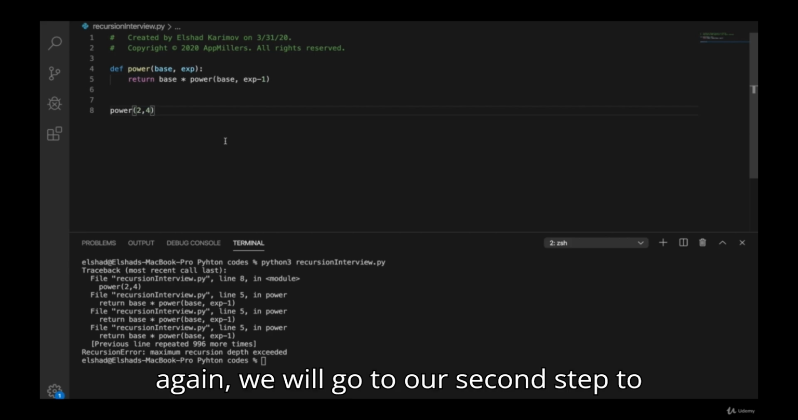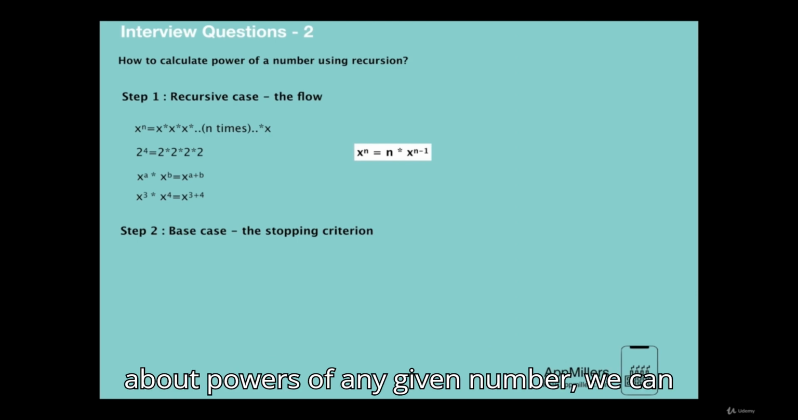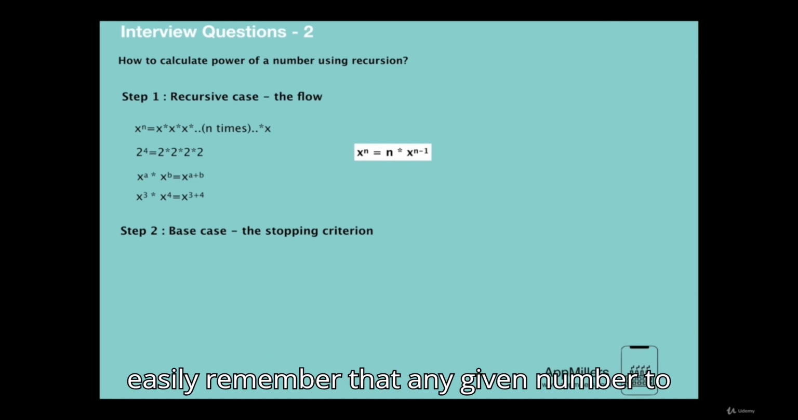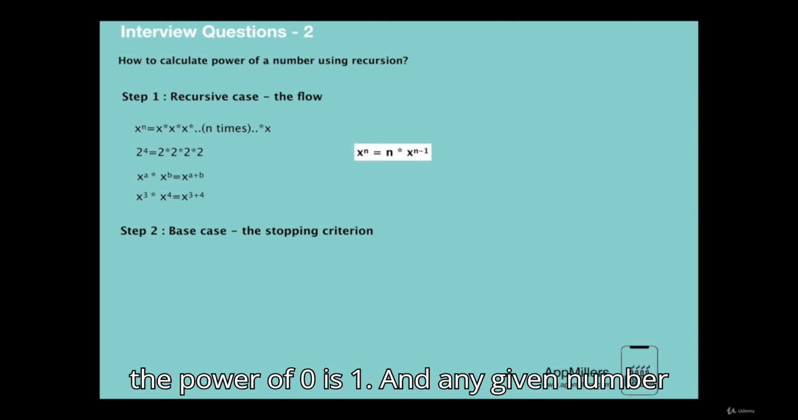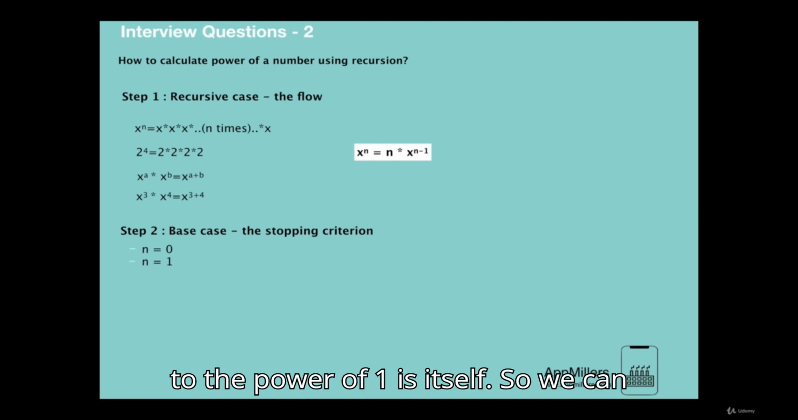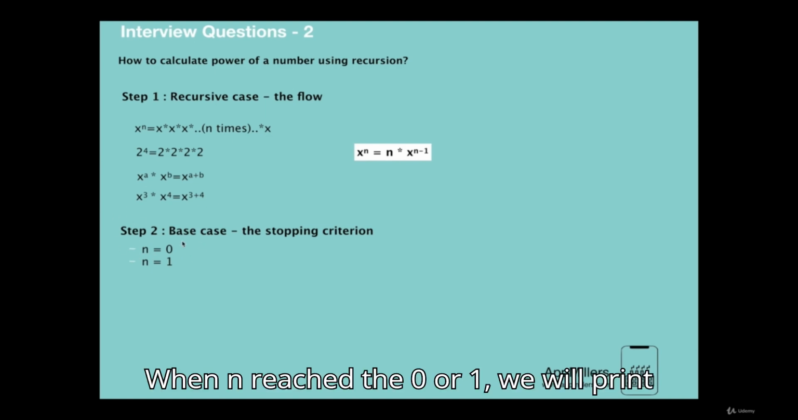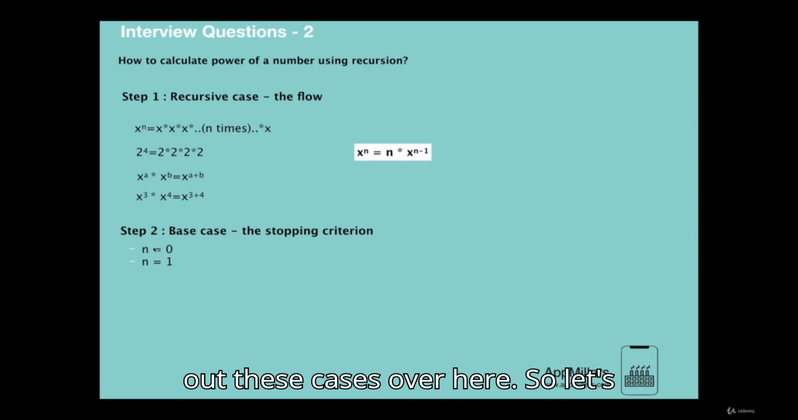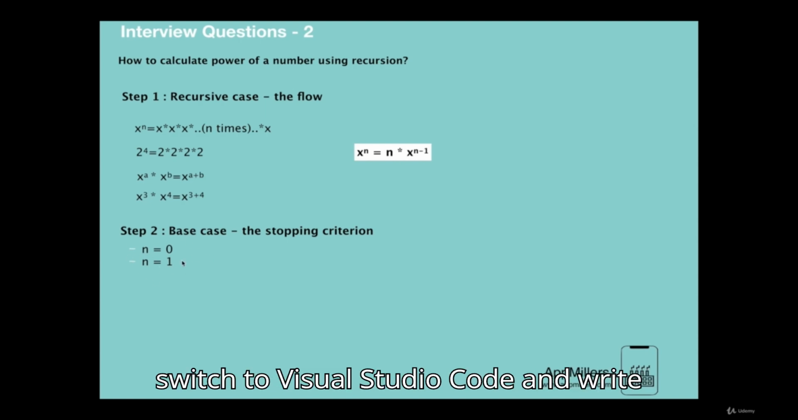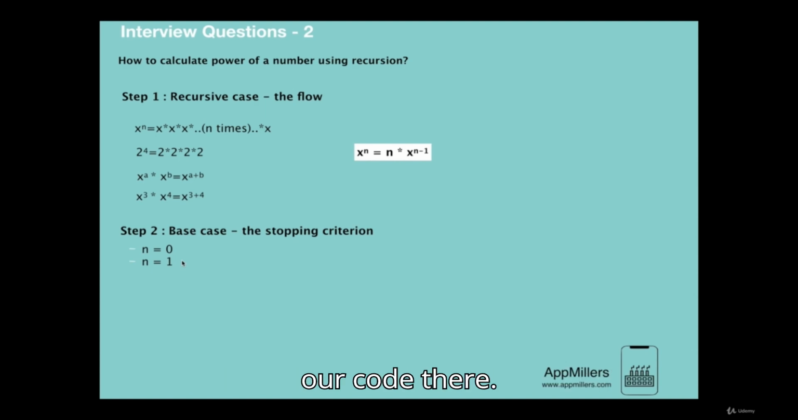So here again, we will go to our second step to find a base condition. So if we think about powers of any given number, we can easily remember that any given number to the power of 0 is 1, and any given number to the power of 1 is itself. So we can use this condition as our base condition. When n reaches the 0 or 1, we will print out these cases over here. So let's switch to Visual Studio Code and write our code there.